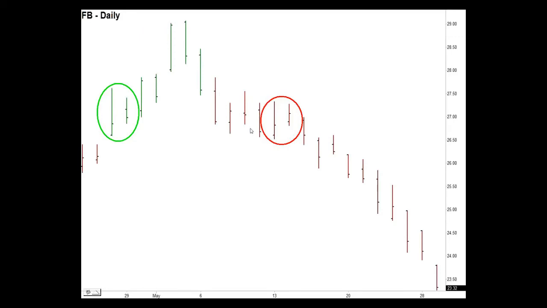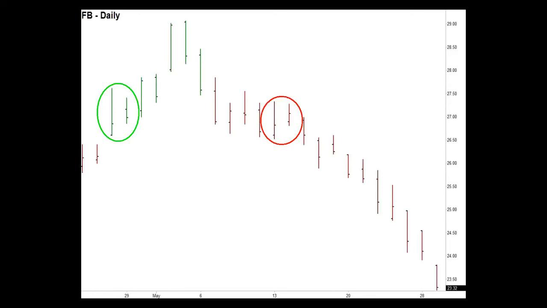Then later on in the month, in mid-month, the color bars turned red well before the stock really fell out of bed. And here's an inside day right here, and then you had a nice move to the downside, roughly from 26.5 all the way down to 23.5. So roughly 5 points if you were just using this simple method to trade.